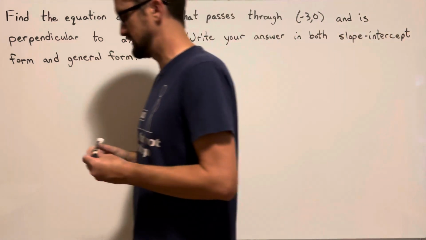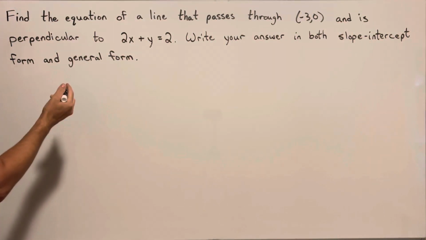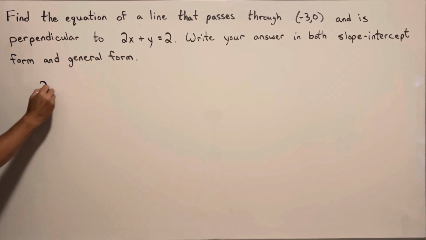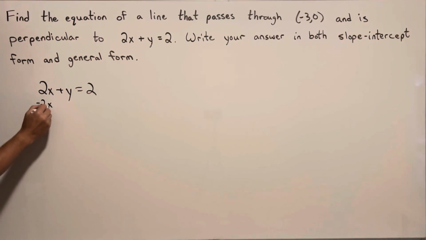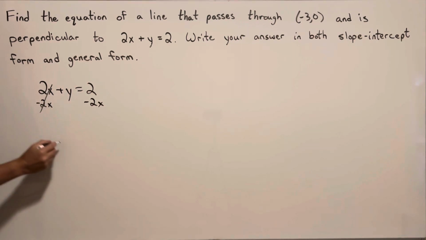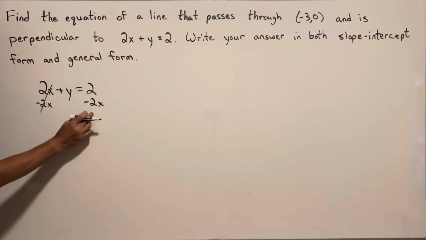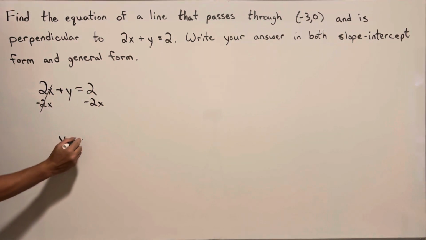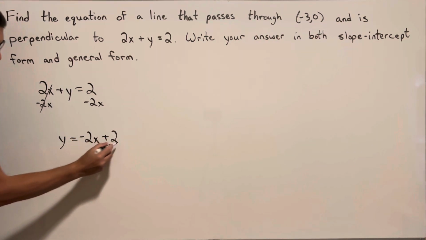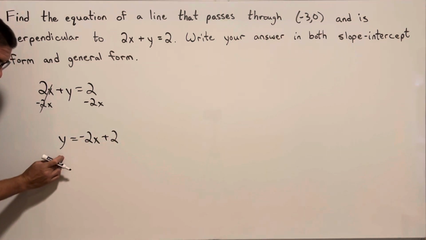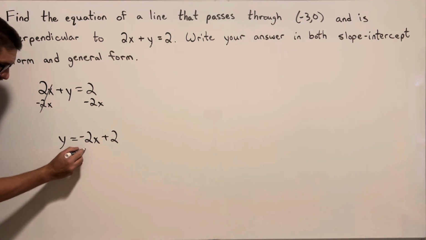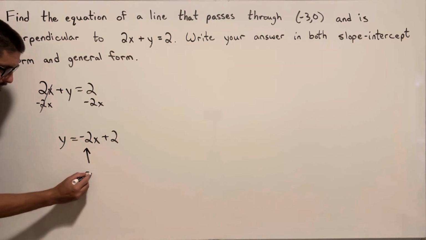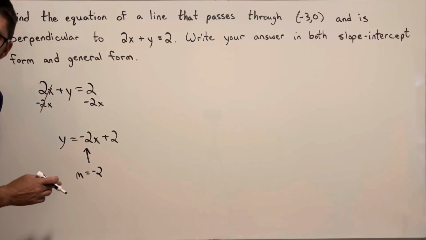So let's first look at this line right here, 2x + y = 2. I can find the slope of this by putting it in slope-intercept form, by subtracting 2x on both sides. That's going to give me y equals, I'm going to put this -2x in front, plus 2. Now it's in slope-intercept form, y = mx + b, so the m is -2. But that's the slope of this line.